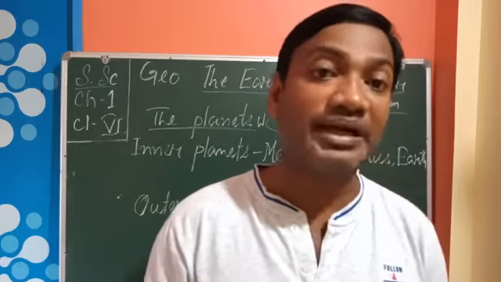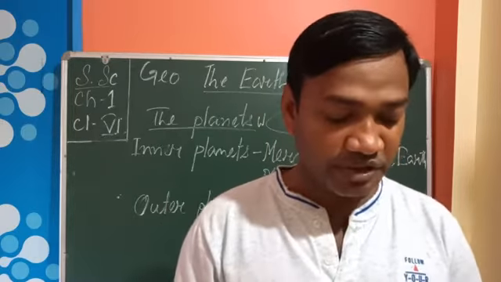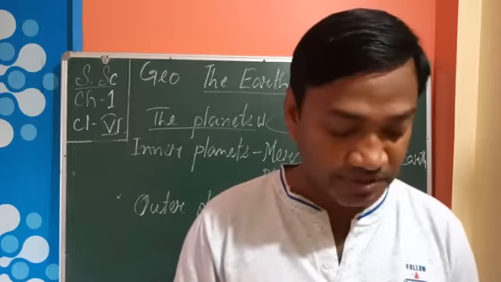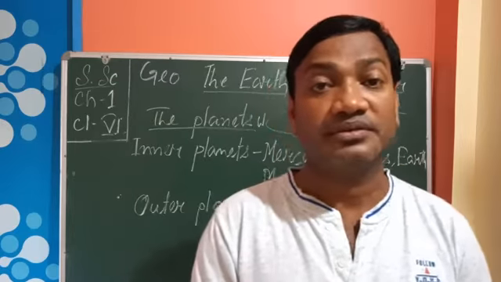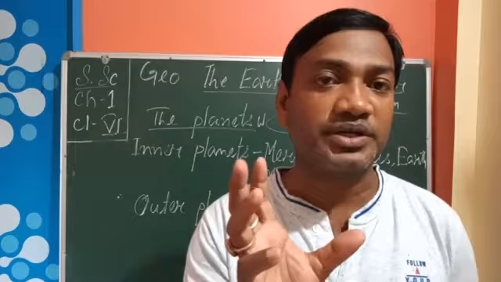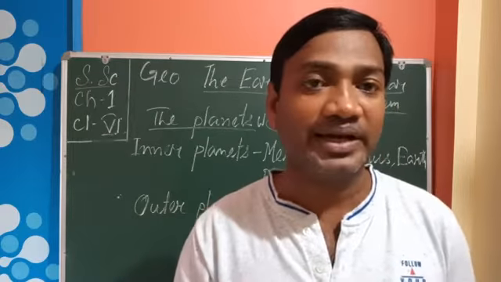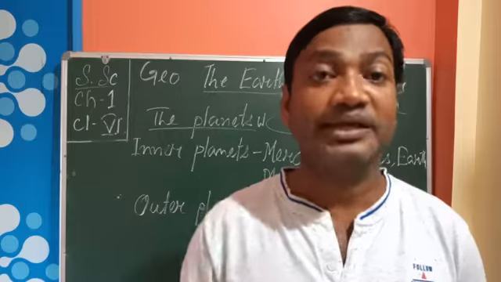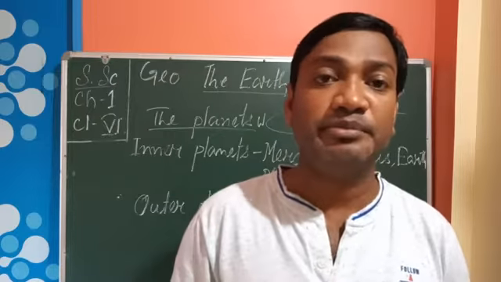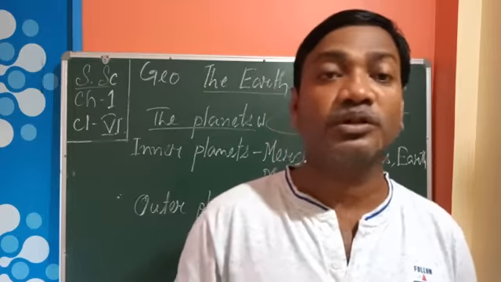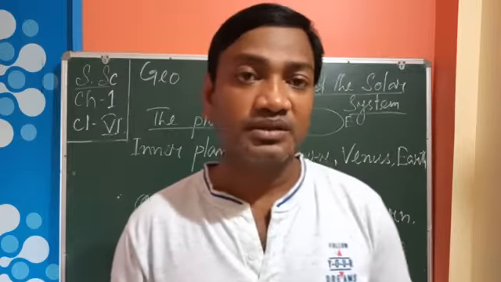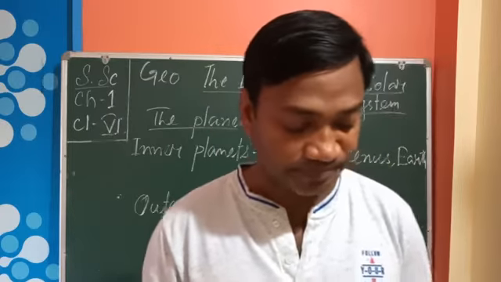Favorable environmental conditions for the origin and survival of various forms of life. So as it is the best location from the sun, we are not getting that much heat and that much cold. So that is why we can live here. The human beings, animals, plants, all the things we find on this Earth.